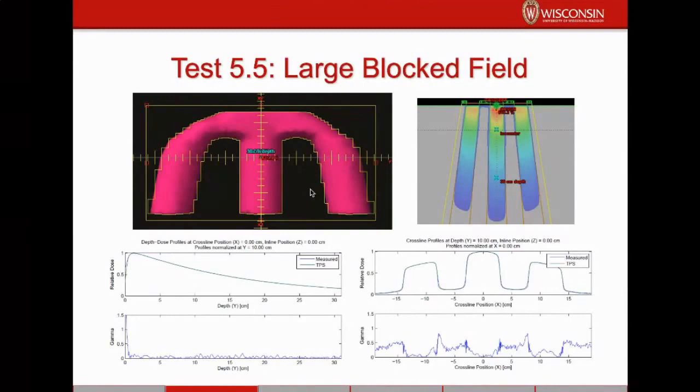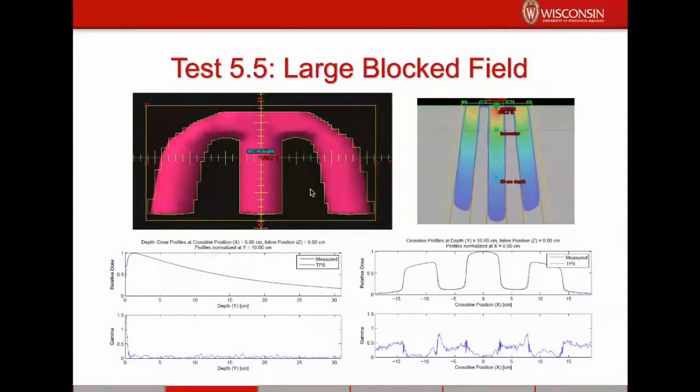But I wanted to give you a sense of what they look like and some interesting things that are specific to each of the tests. Test 5.5 is what's called a large blocked field. You can see here, I made a big M for Medical University of South Carolina, which is where I was doing my residency when I first did this.